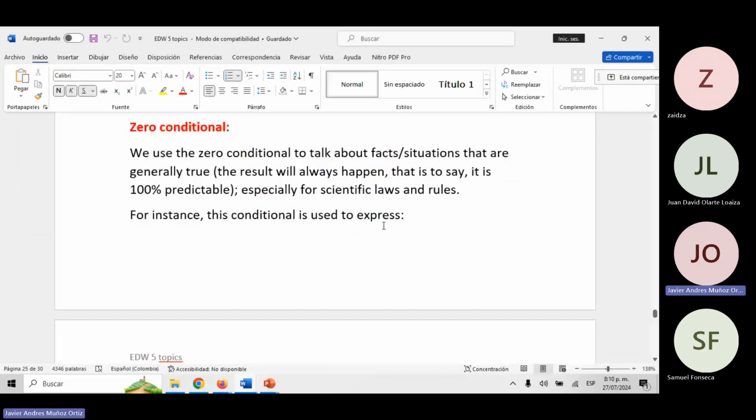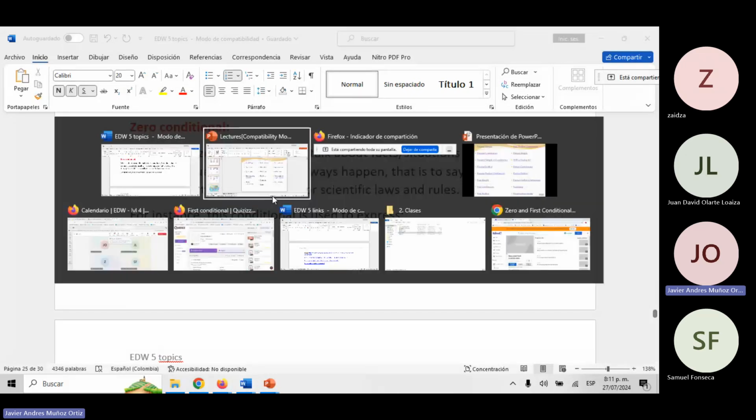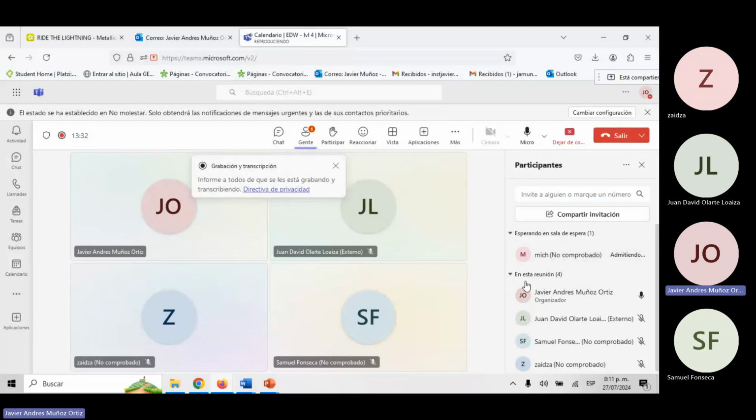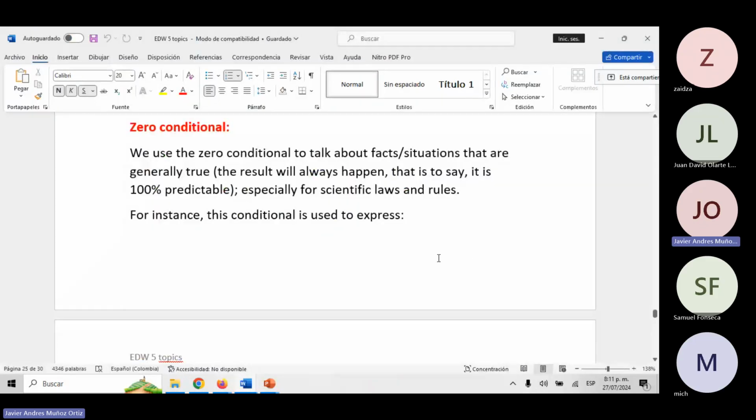Because zero conditional is going to be used to talk about things when we have a condition, and taking that into account, the effect is going to be highly predictable. So we use present tense for the condition, and we also use present tense for the effect, right? Because we are kind of predicting the future, because we know that something is going to happen, yes or yes. So the probability of success is elevated, 95 to 100%.